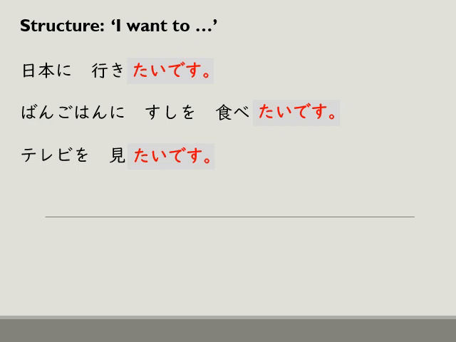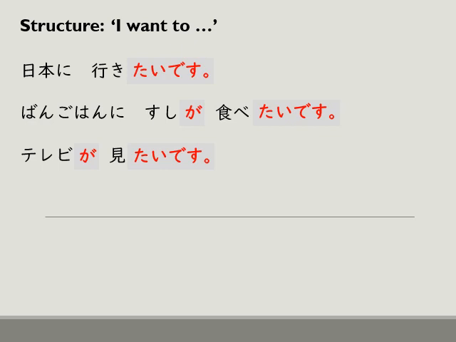Step 2. This is a bit tricky part. In this structure, in other words the I want to structure, particle を can be replaced with が. This happens only when the particle is を. Other particles such as に are not affected.